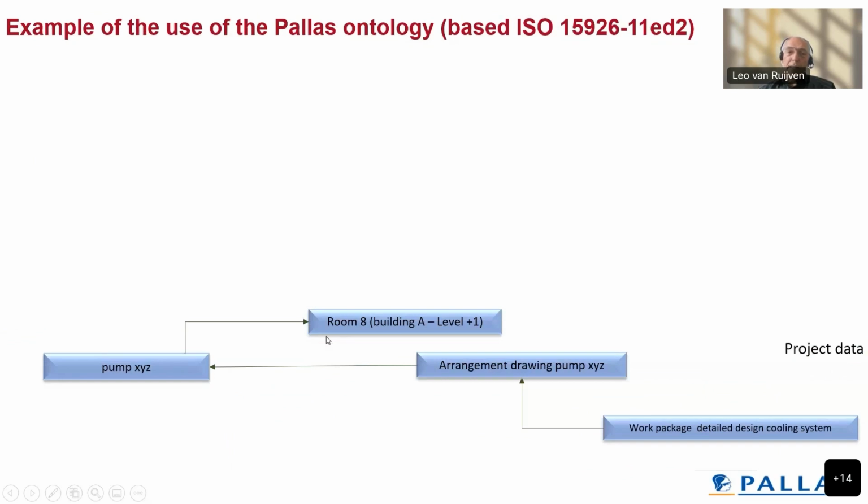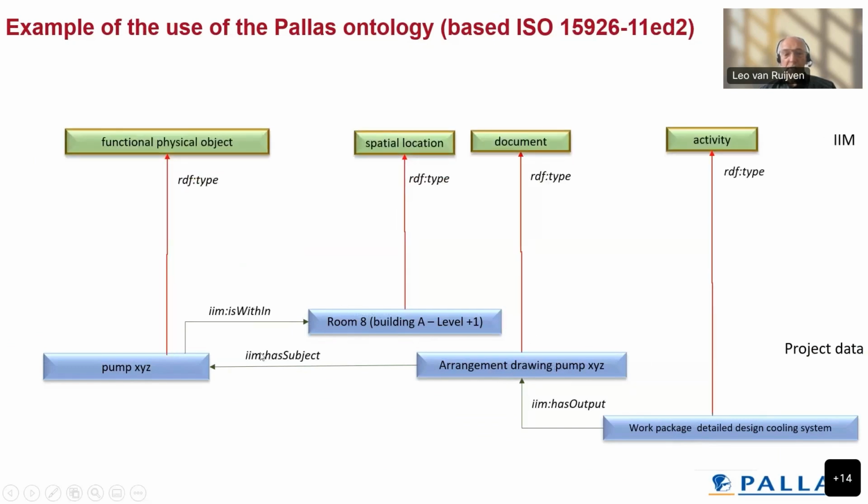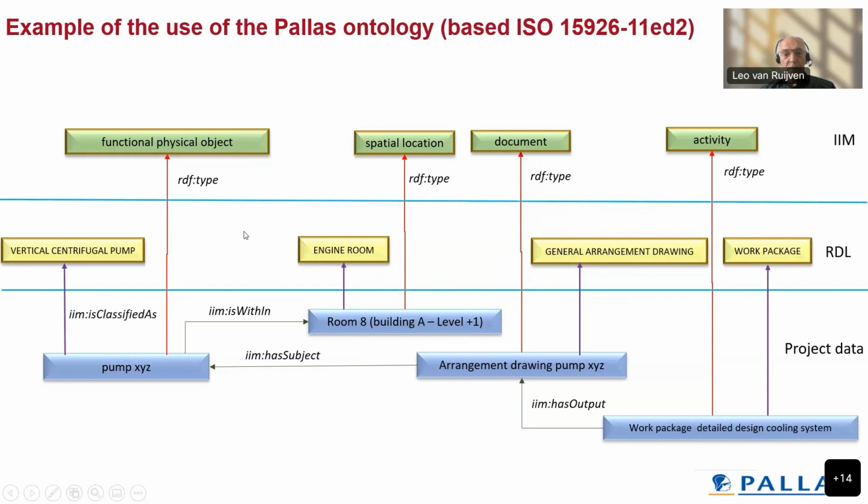So in a small example, we have project data like a pump XIZ, which has a relationship with a room, an arrangement drawing, and a work package. The pump is defined as a functional physical object, the room as a spatial location, the arrangement drawing is a document, and the work package is an activity. That types each as an entity of the upper ontology.